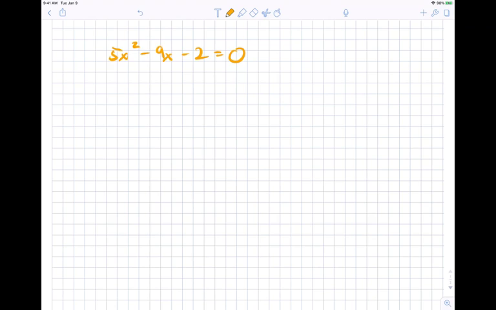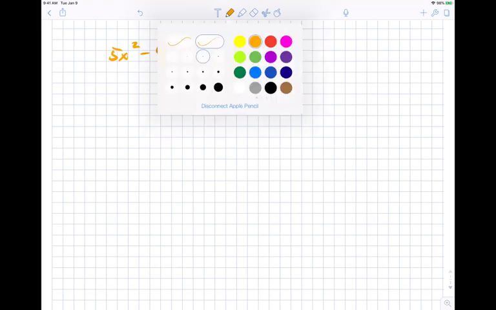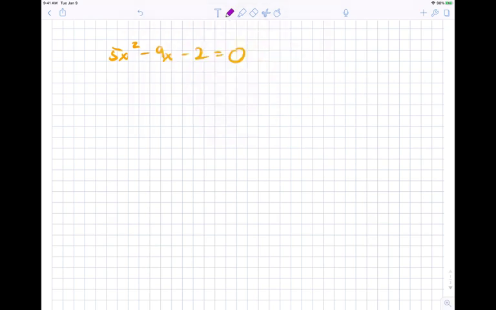Can you walk me through how you would factor this? What would you do? Two numbers that multiply to give us... Keep going. 10. Almost. Not 10, but... How did you get 10? 5 times 2 is 5 times negative 2. So two numbers that multiply to give us negative 10 and add to give us negative 9, right?